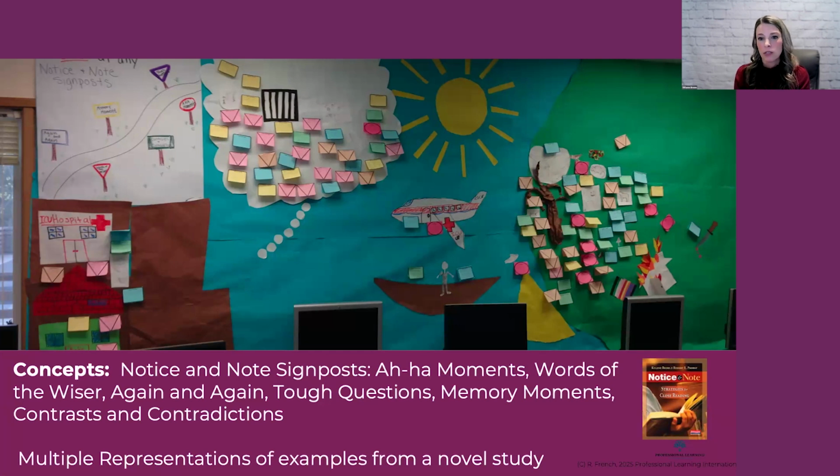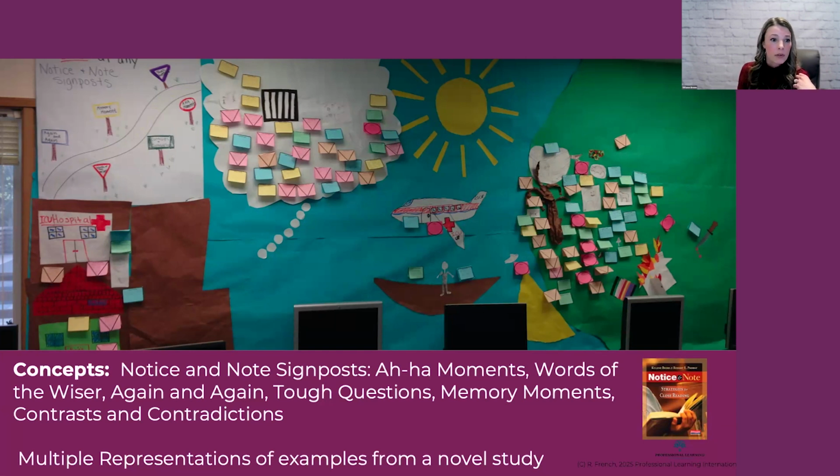We were studying the Notice and Note signposts, and the way I had been teaching it before, I wasn't quite satisfied with. So I thought, well, what if we create this mural? Every time we see one, we add to it. This was a map of the setting of the story. So we added these signposts, and you can see the different signposts correspond with different colors. We were able to create this interactive mural with multiple representations of the signposts. Totally different way of thinking about multiple representations, but it was so powerful.